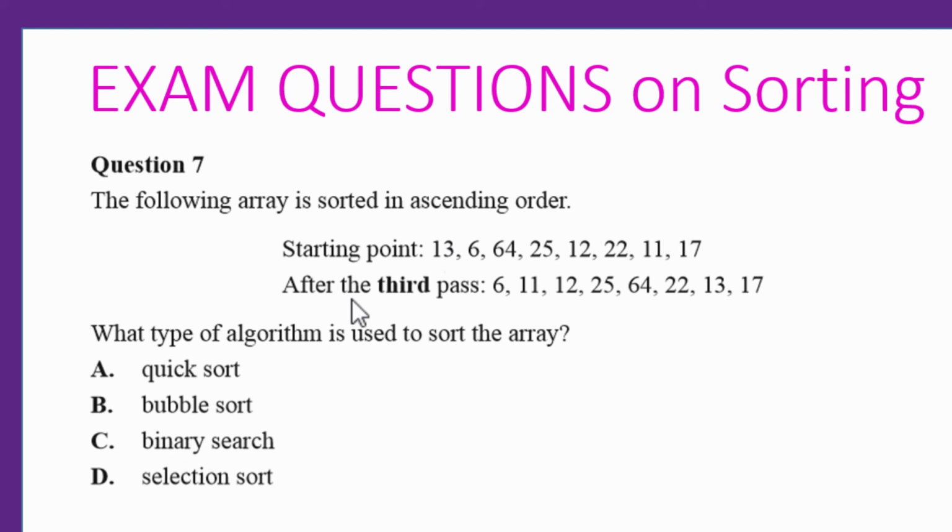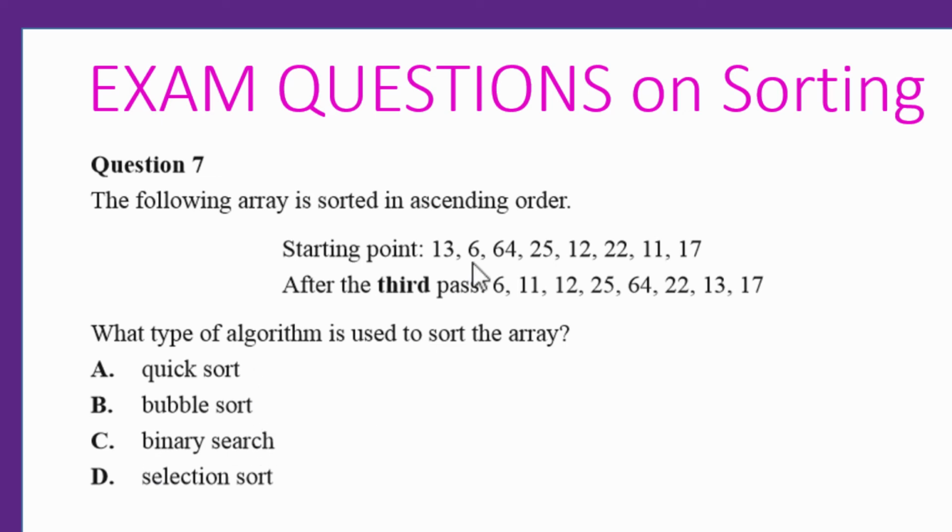But anyway, we've done 3 passes, so we're on the 3rd pass, and what we've got, we started off with that, but now we've got 6, 11, and 12. The first 3 are all in order, and they're all kind of at the start here. What does that kind of look like? Now, it should be pretty obvious that it's selection sort, okay?